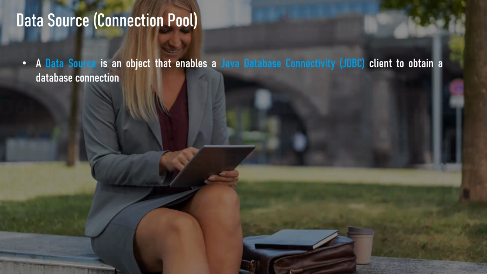To get the data. So for that, in an application server, you have a term called a data source. Also, you can call it a connection pool. It's an object that enables a Java database connectivity client to obtain a database connection. That means when your application server, where you have deployed certain applications, needs a connection to connect with the database, the data source enables the application server to connect with the database.